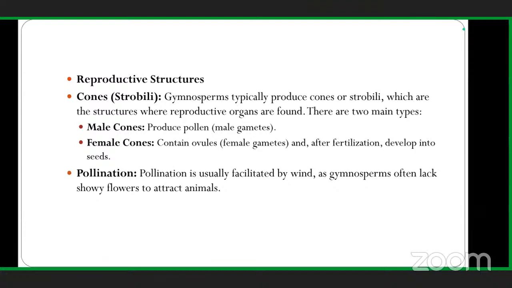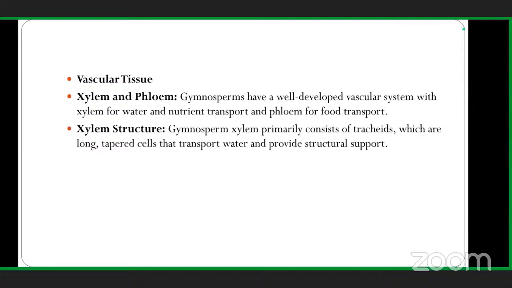So pollination is usually facilitated by wind. Why wind? Because gymnosperms lack showy flowers. They don't have showy flowers to attract animals, so pollination is usually facilitated by wind. Next is vascular tissue, which is the presence of xylem and phloem. Basically in the plant kingdom, we find vascular tissue from pteridophytes onwards. In algae and bryophytes, there is no vascular tissue. In pteridophytes also, it is present, but it is very primitive. But in gymnosperms, it is an advanced level vascular tissue.